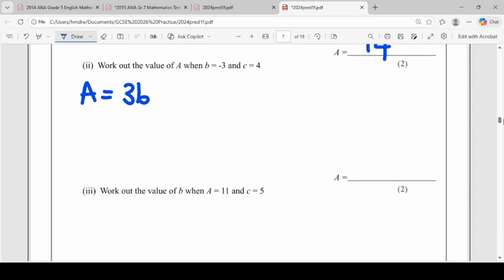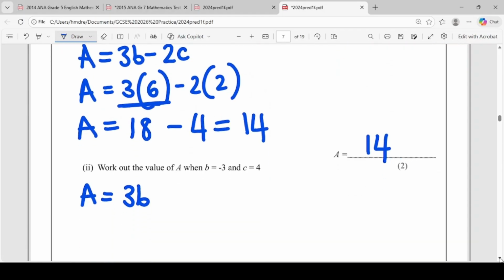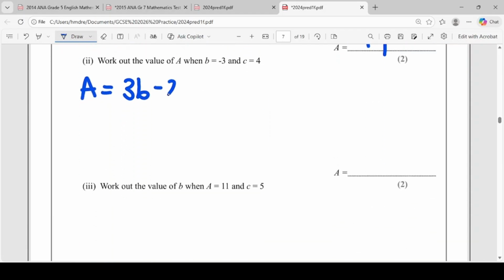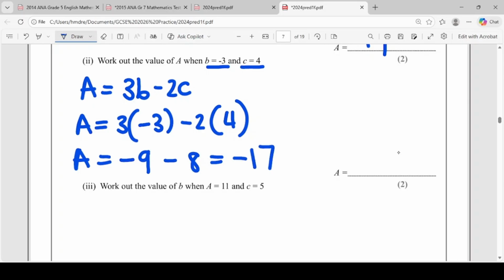So let's just check that equation again. A is 3B minus 2C. We're just subbing in B is minus 3, C is 4. And we work it out again. So 3 times minus 3 is minus 9. Minus 2 times 4 is 8. So minus 9, take away another 8, is going to give us minus 17.